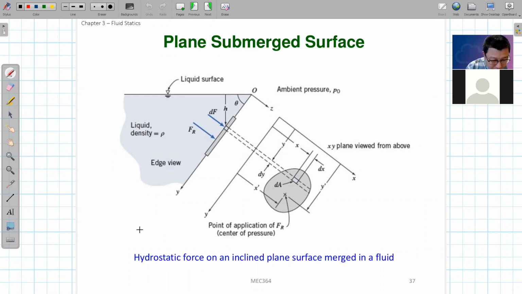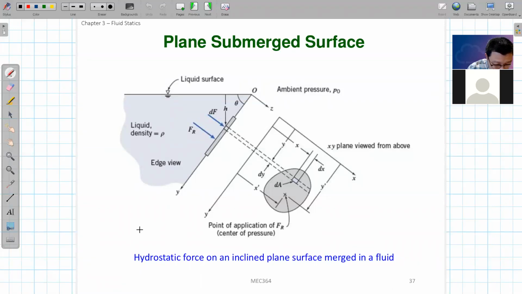And we need to calculate it. We do not need to care about the direction, since all these parallel forces for this flat plate are directed inward along the plate's normal direction. So we only need to know two things. The first thing is the magnitude of this resultant force, F_R. And the second thing is the point of application of this force, which is also called the center of pressure.